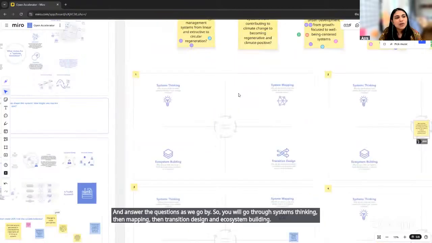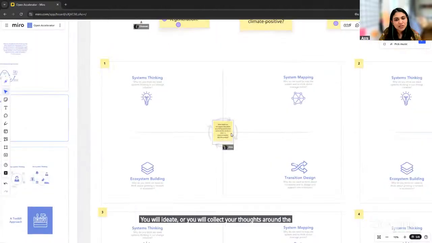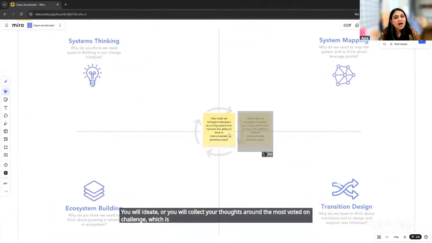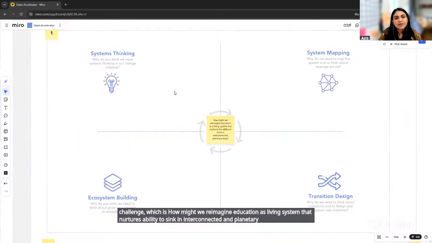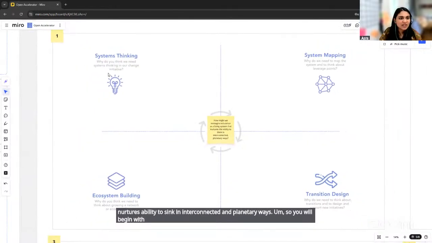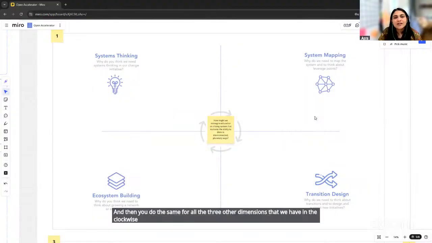You will ideate on, or collect your thoughts around, the most voted challenge, which is: how might we reimagine education as a living system that nurtures the ability to think in interconnected and planetary ways. So you will begin with answering the question under systems thinking, and then you do the same for all the 3 other dimensions that we have in the clockwise direction.